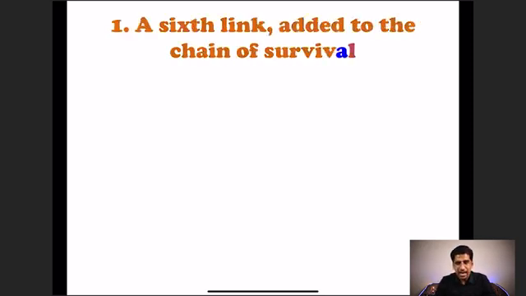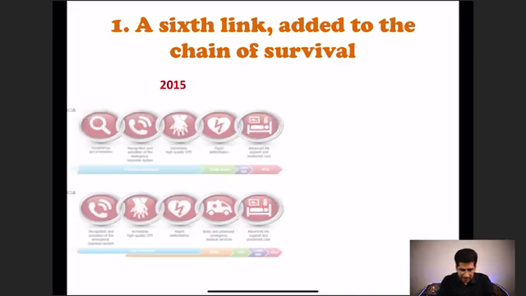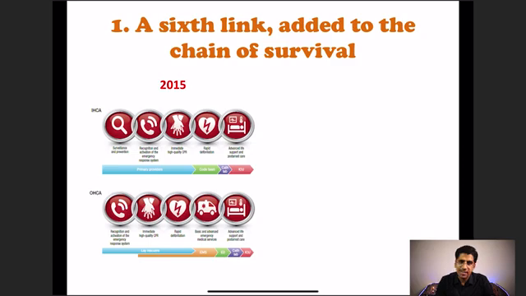So today we'll discuss the updates in BLS and ACLS which came up in 2020. So without wasting any time, let's go on to our laptop screen. The first update given by the AHA is the sixth link which has been added to the chain of survival. In 2015, this was the chain of survival having 5 links.